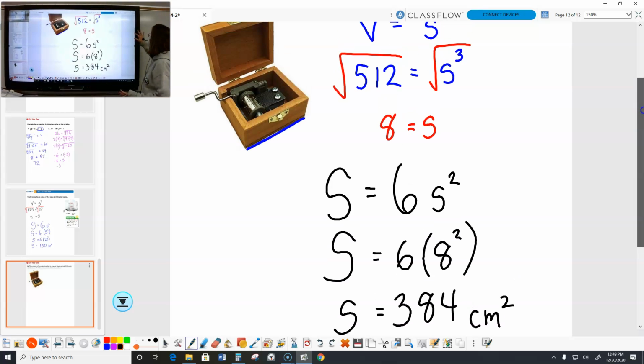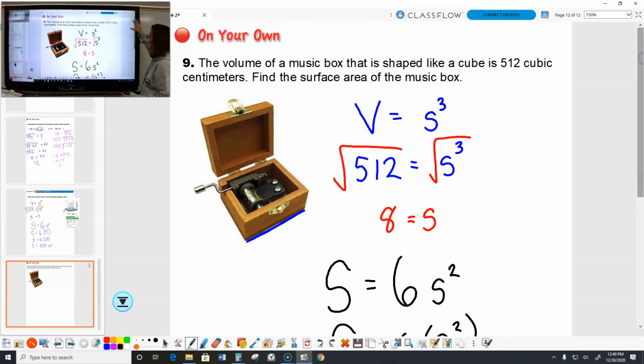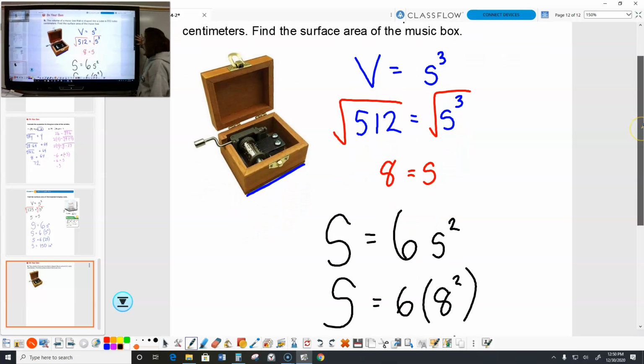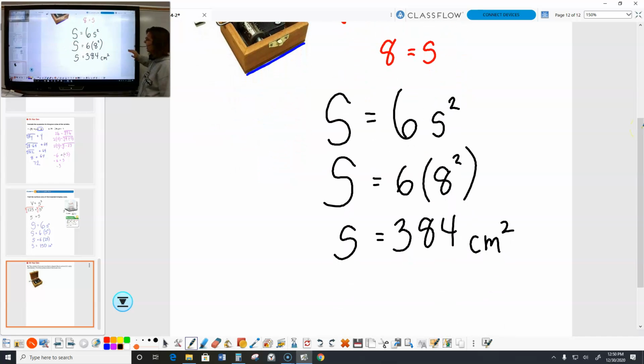What did we do? In each example, we took the formula for the volume, used that formula to find a side, then we took the formula for the surface area, plugged in the side, and simplified it to find the actual surface area. All right, that concludes example 4, and that concludes lesson 2.